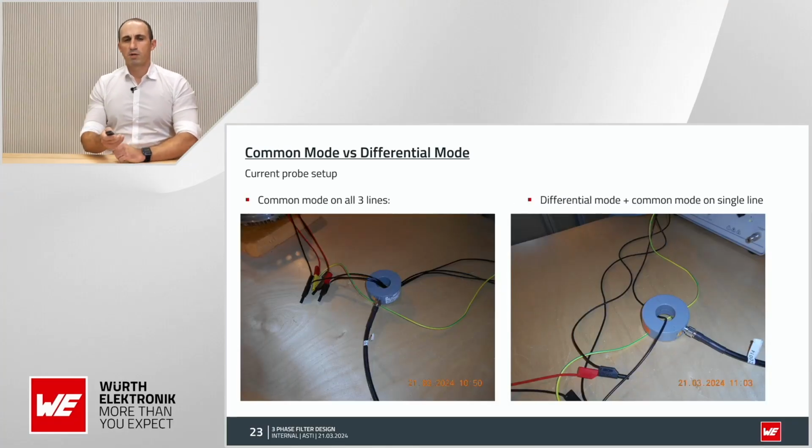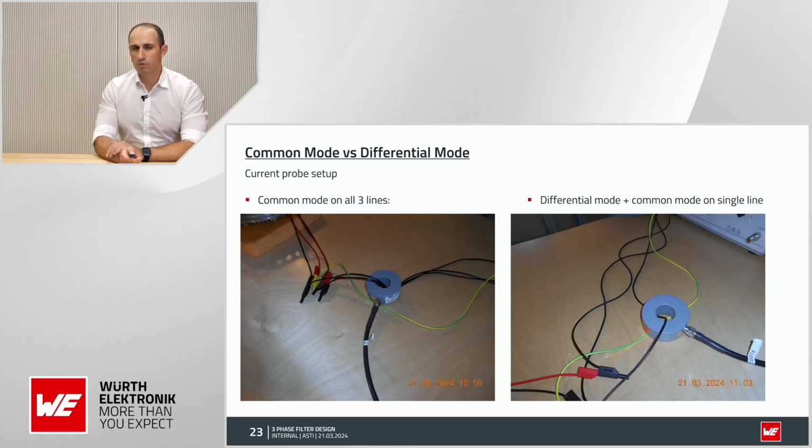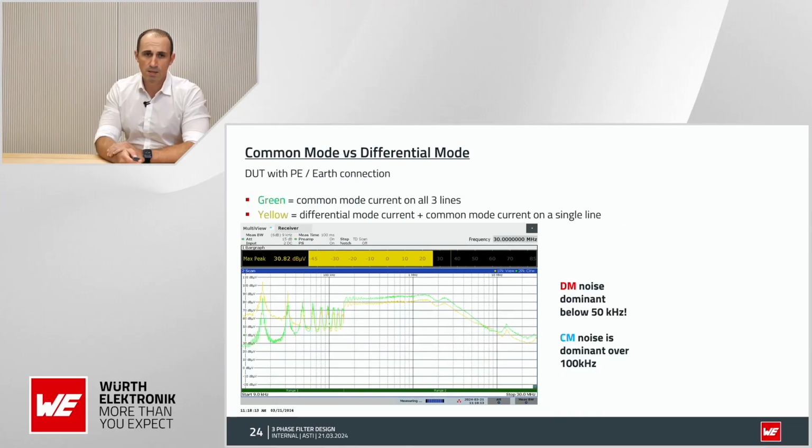In front of it, we can measure what is dominating, common mode or differential mode, to get a clue if we have to, let's say, select rather bigger X caps or a bigger common mode choke to see what kind of interference is disturbing us. And with this measurement, we can see below 50 kilohertz, the differential mode is dominating, and over 50 kilohertz, common mode is dominating.